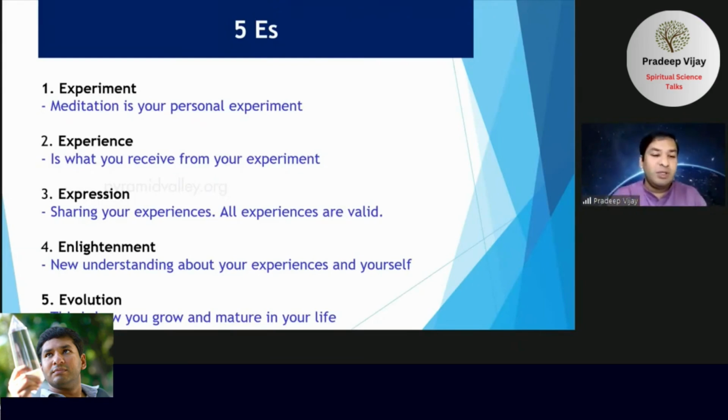So that is a spiritual ego. And with that, there is enlightenment. And naturally, you mature in your life. So with more and more understanding, there is evolution. So these are the 5 E's which happen in the meditation process.